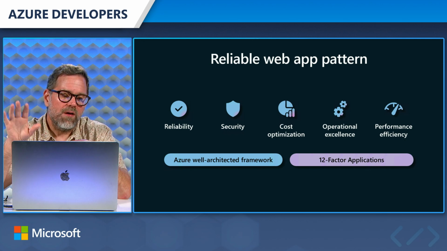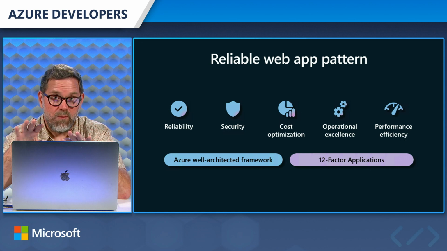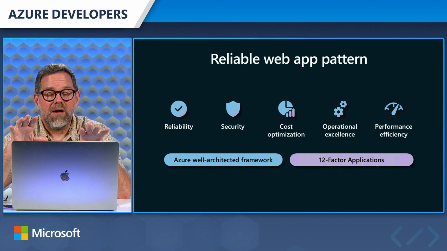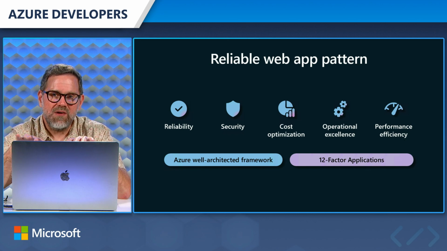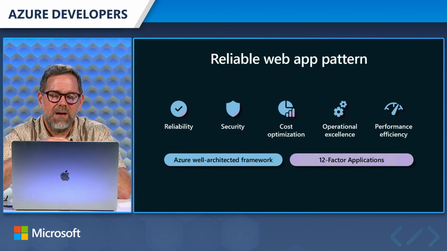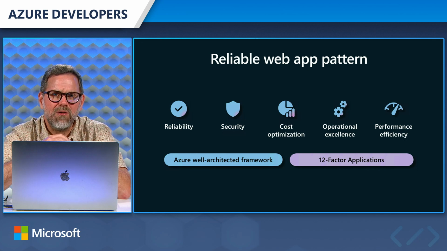Now, as I mentioned before, those are based off of the Azure Well-Architected Framework. Now, the Azure Well-Architected Framework is a whole lot more than this, but we took these 5 pillars based off of customer engagements. People are very successful using these, and we formalized them into this reliable web app pattern, a pattern of patterns, and put them into these 5 pillars. And they're also based off of the 12-factor app methodology.